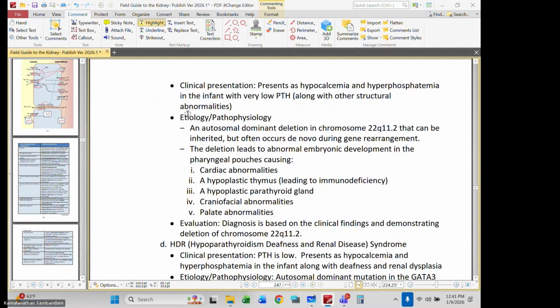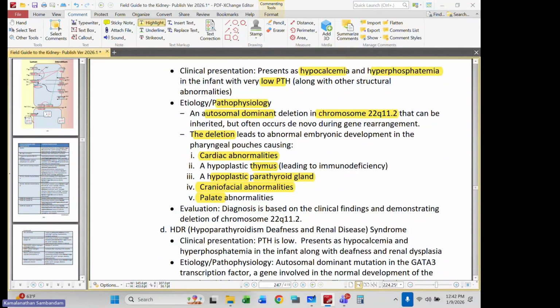These patients with DiGeorge syndrome have an inherited defect in one section of chromosome 22, and that deletion results in a number of phenotypic abnormalities, including cardiac abnormalities, thymic hypoplasia, parathyroid gland hypoplasia, some problems with facial development, as well as palatal abnormalities, which are possible, right? And again, these patients will have hypocalcemia, low PTH, hyperphosphatemia.